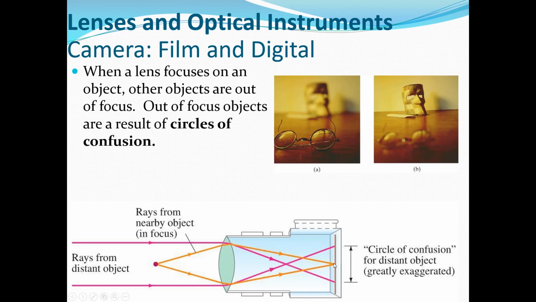Now there are ways, of course, as you know, you can take a photo of two objects at two different distances and not get this. There's a way that cameras take this into account.